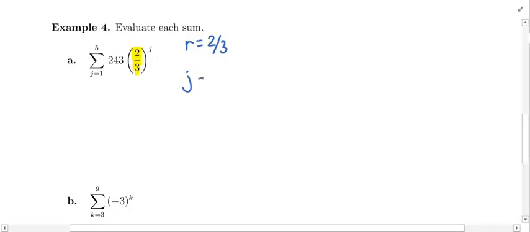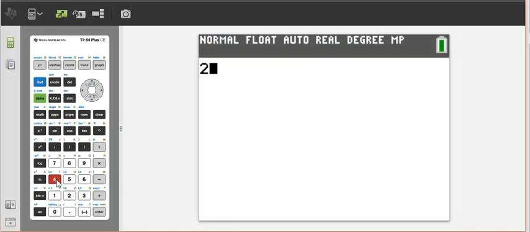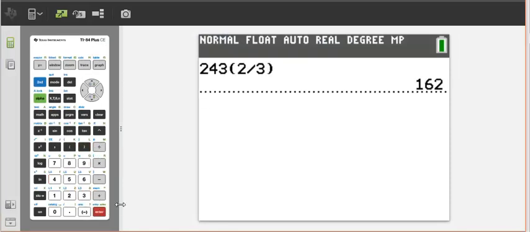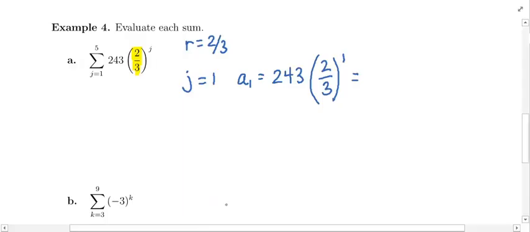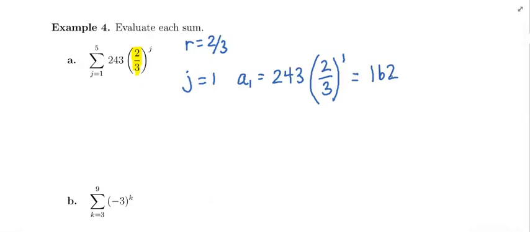So if j is equal to 1, let's get the first term here. So a1 is going to be 243 times 2/3 raised to the first power. I'm going to go to the calculator and plug this in. This is going to be 243 times 2/3 raised to the first power. So your first term is actually 162. And that is because your exponent is j and not j minus 1. Just calculate the first term.